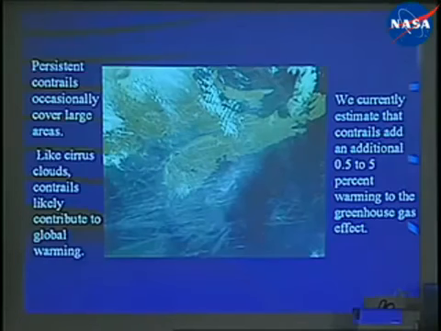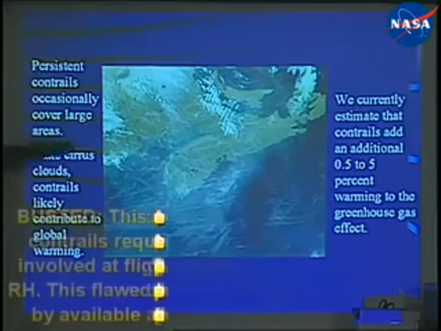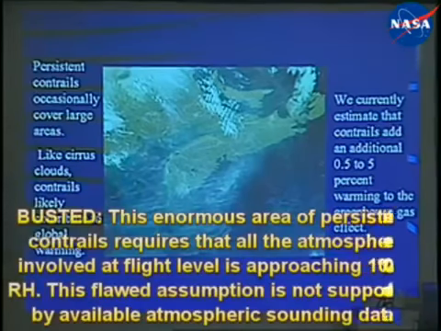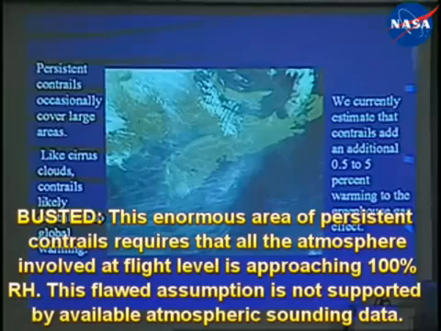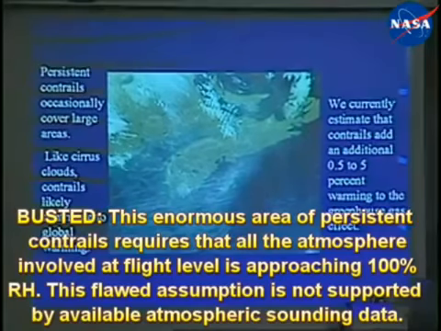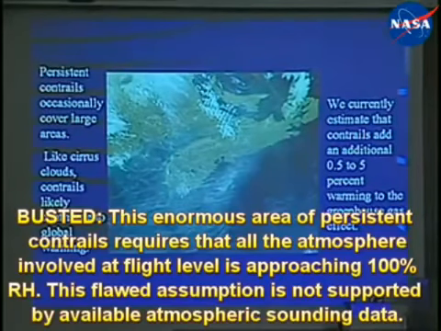And persistent contrails occasionally cover very large areas. This is a picture over Nova Scotia, and you can see this is along a major airline route between the United States and Europe. Contrails are very much, in terms of their radiative properties, like cirrus clouds. They're high in the atmosphere, and they're very thin.